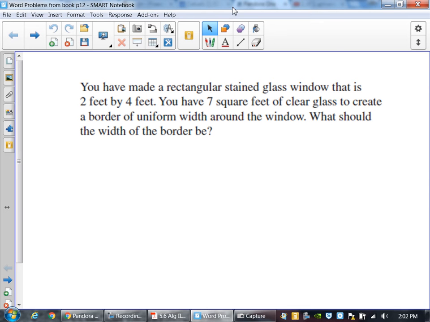For example, if we start with this one here, you have a rectangular stained glass window that is 2 foot by 4 foot. You have 7 square feet of clear glass to create a border of uniform width around the window. What should your border be?